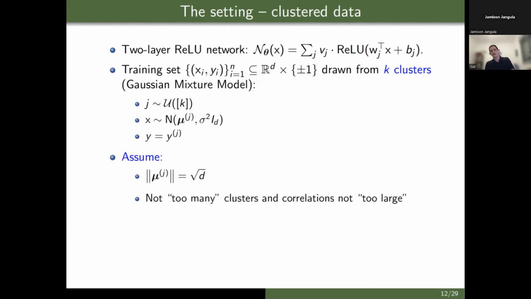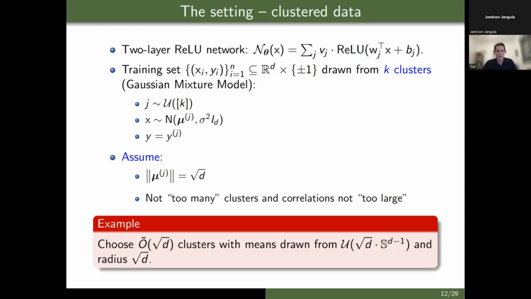And we will have some assumptions here. So we will assume that the norm of the cluster means mu_j is square root of d, where d is the input dimension. So it corresponds to the case where each coordinate in the input is of size O(1). And also, we will assume that there are not too many clusters, and the correlations between clusters are not too large. So this is a technical assumption, and instead of specifying the formal technical assumption, I will just give one typical example, and then when I describe the results, we can just think about this example.